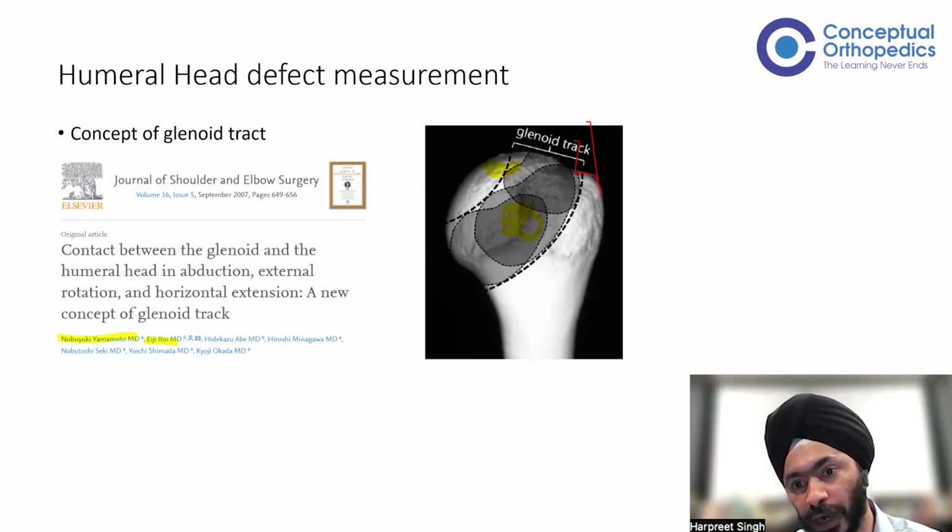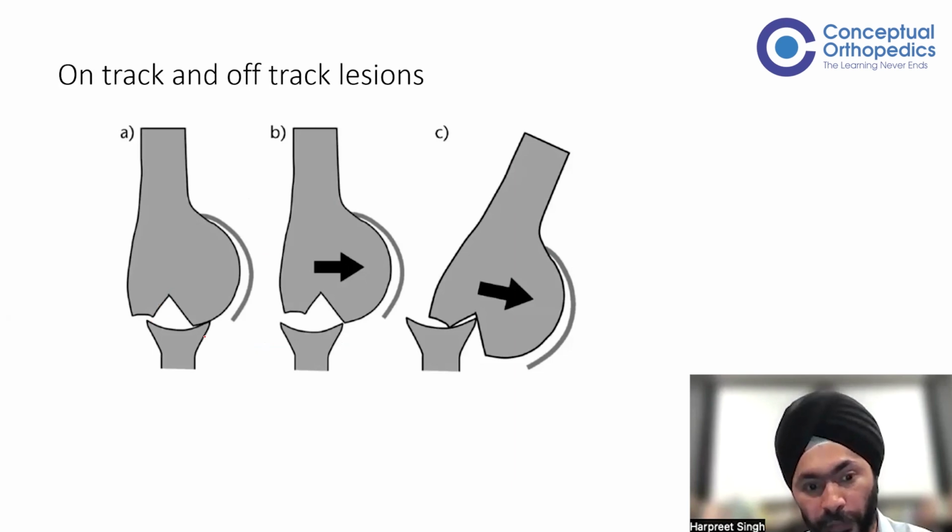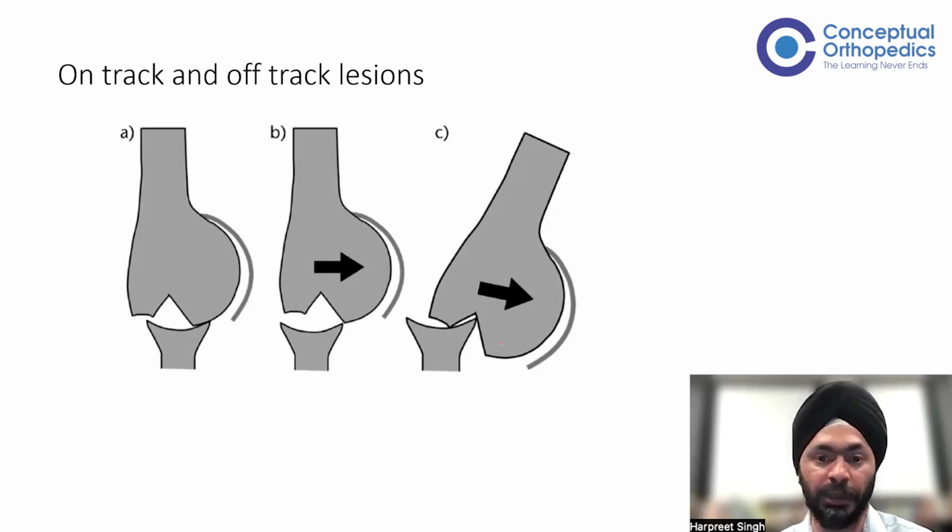So the glenoid track starts from right here and goes medially. This can be very accurately measured. As we said, if the glenoid track covers your Hill-Sachs lesion, it would be an on-track lesion and would not cause instability. But if it is not totally covered by the glenoid track, it would lead to instability. Previously, the on-track lesion was called a non-engaging lesion, and the off-track lesion was called an engaging lesion.